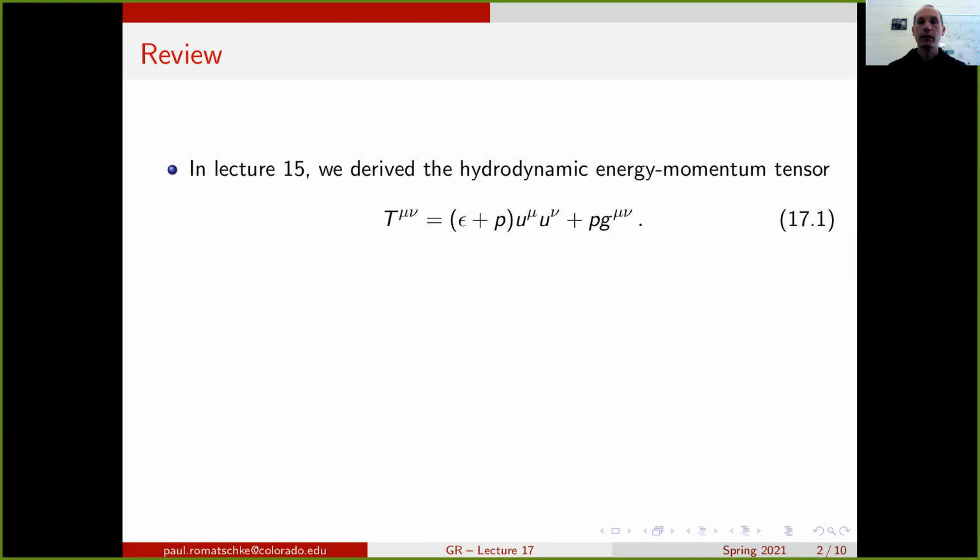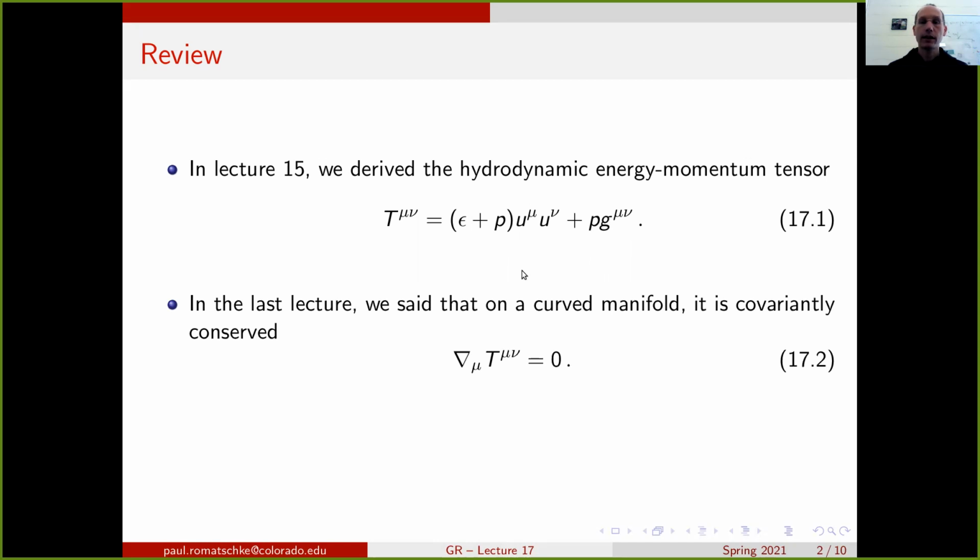We found that if we worked to lowest order in the gradient expansion, to 0th order in gradients, meaning no gradients at all, there are two terms contributing to the energy momentum tensor T^{μν}. One term was proportional to the metric tensor g^{μν}, and the proportionality constant turned out to be the pressure P. And the second term was proportional to the combination U^μ U^ν, where U^μ was a 4-vector that was normalized to be time-like. And epsilon here was the energy density.